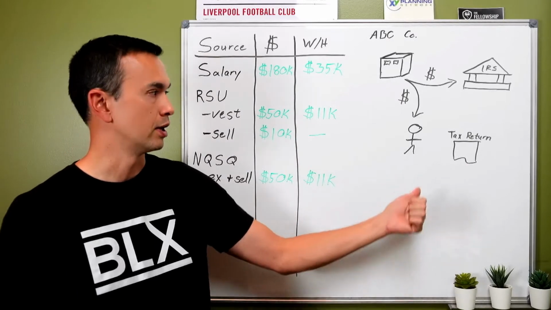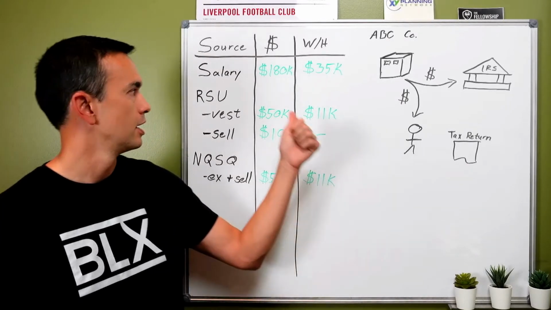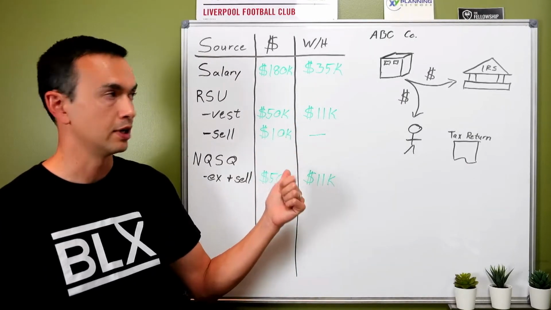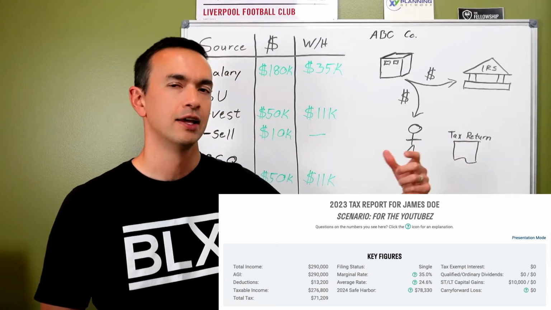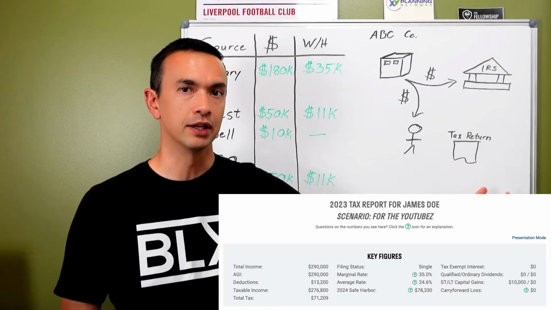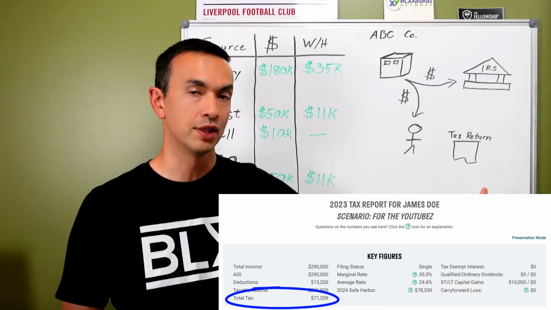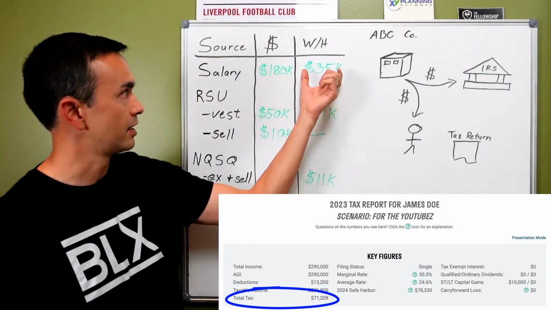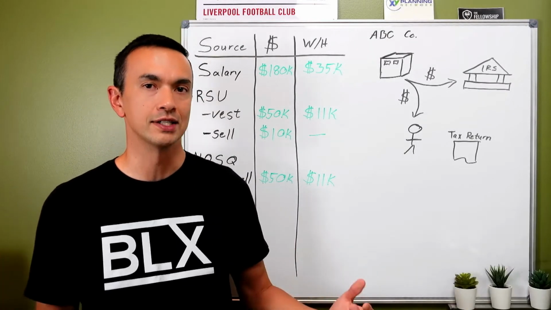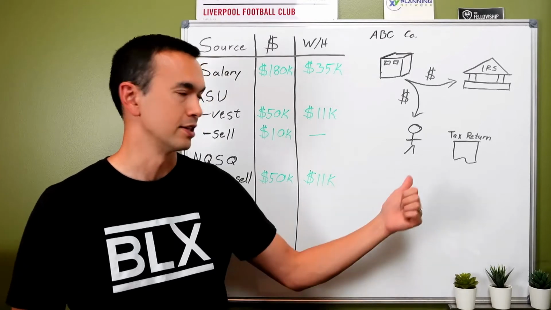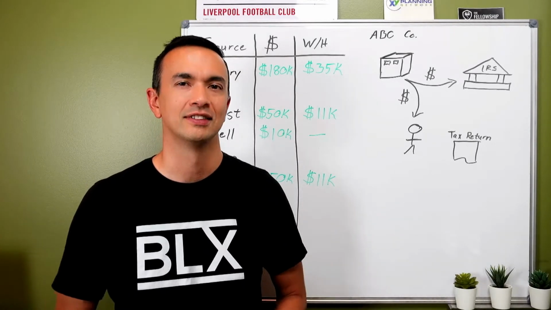But in this scenario, if this is a single person and they have these other things happen, then whenever you actually put that into a tax projection, the tax liability turns into about $71,000. Compare that to how much is actually being withheld, which is $57,000, and you can already see the shortfall that we have and the surprise that's already starting to happen.